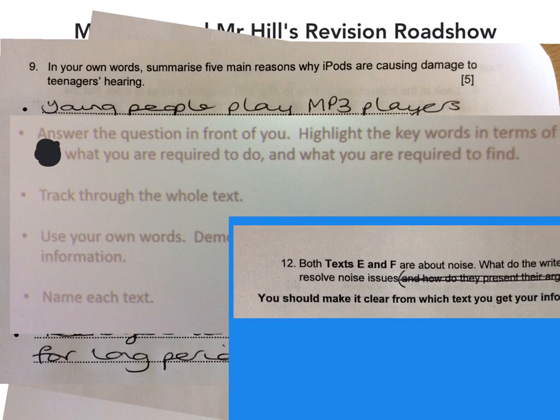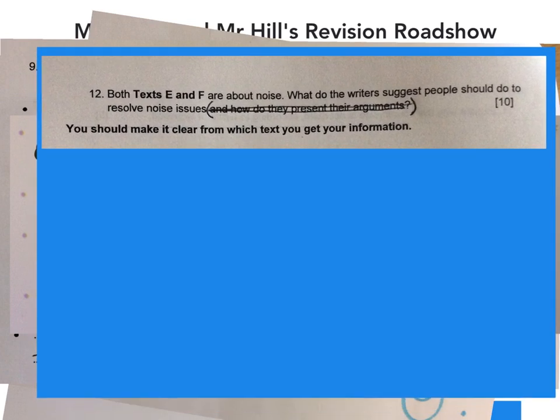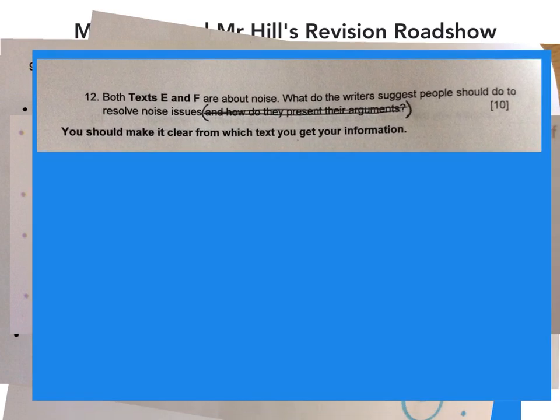So synthesis, if you're looking at 2 texts, it's like 2 mini summaries. So we're going to go through this quite quickly. Here's our question. Both text E and F are about noise. What do the writers suggest people should do to resolve noise issues? You can see there's quite a bit of messy crossing out there, and that's because we've been told by the exam board that they won't be asking how writers present their arguments in this question. That sort of skill will be asked in a different question, where we would recommend you use EE. Don't worry about that right now. This is just about the synthesis question.